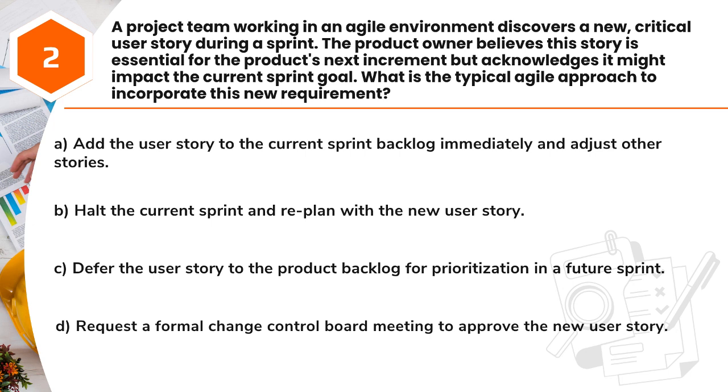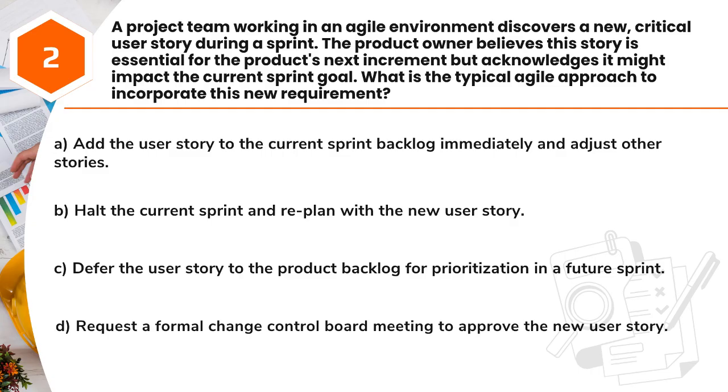Question 2. A project team working in an Agile environment discovers a new, critical user story during a sprint. The product owner believes this story is essential for the product's next increment but acknowledges it might impact the current sprint goal. What is the typical Agile approach to incorporate this new requirement?